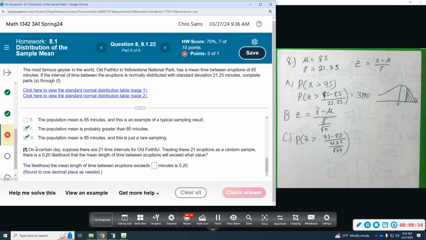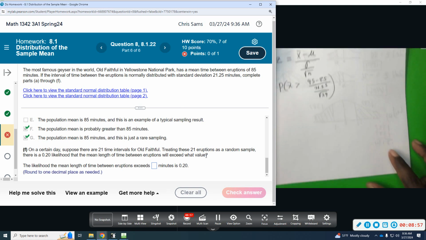Part F, which is the last one, says on a certain day, suppose there are 21 time intervals for Old Faithful. Treating these 21 eruptions as a random sample, there is a 20% likelihood that the mean length of time between eruptions will exceed what value? Okay, so here we are working backwards. They're telling us the probability.